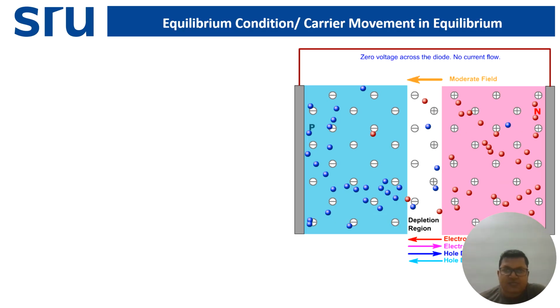So we will see here that with zero voltage across the diode, no current flows at equilibrium. What we'll see is a moderate electric field in this direction, because this side has negative charge piled up and this side has positive charge piled up. So the electric field direction will be from the n side to the p side, and because of this direction of the electric field, further diffusion from the p side to this side will be restricted. So the internal electric field actually opposes the diffusion.